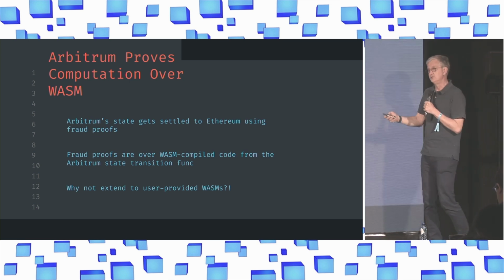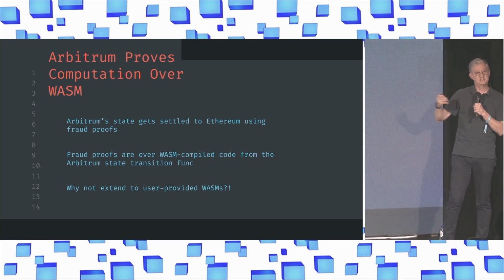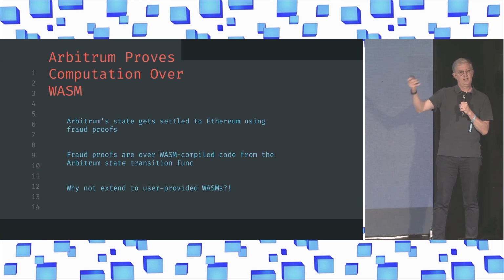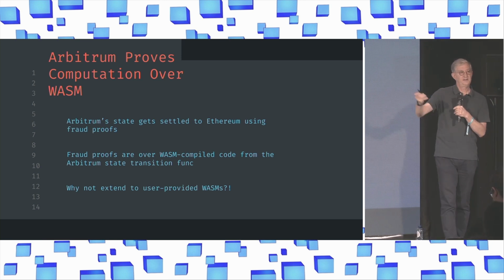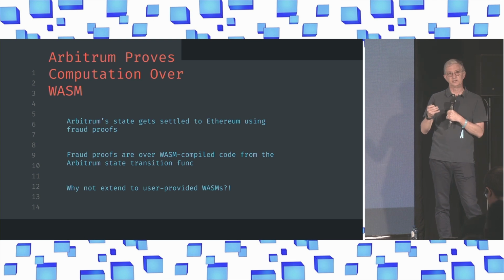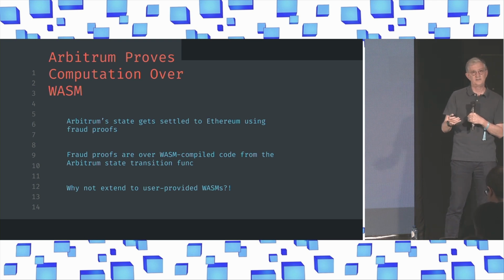What you need to do then is to have the ability to take in untrusted user code and load it into that same execution environment that you're going to prove over, and of course do that in a way that is safe.